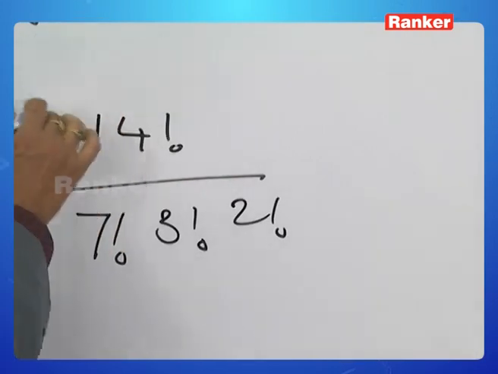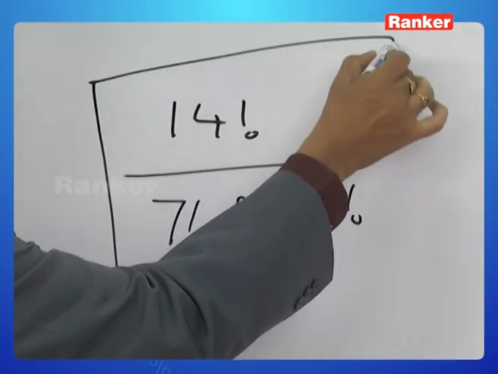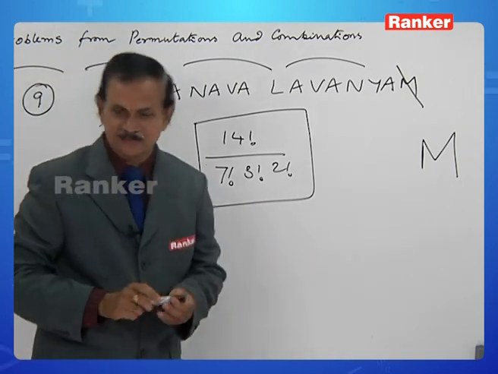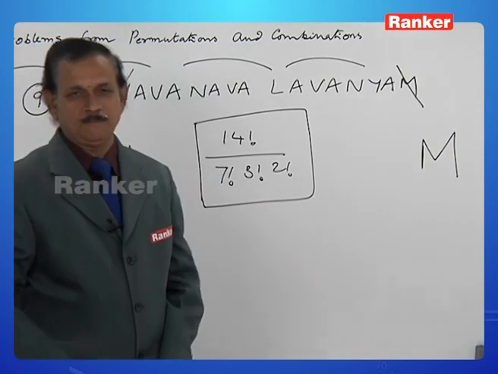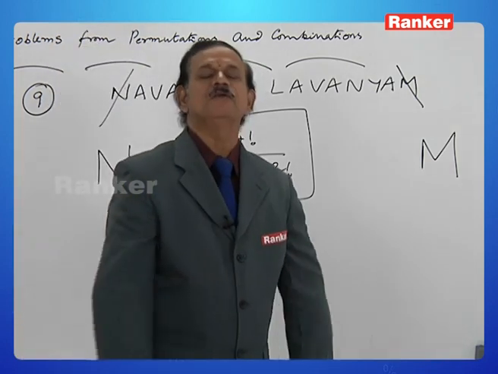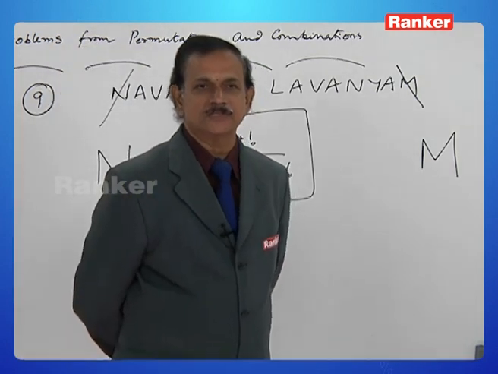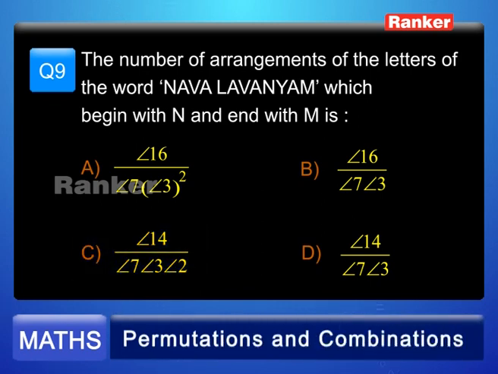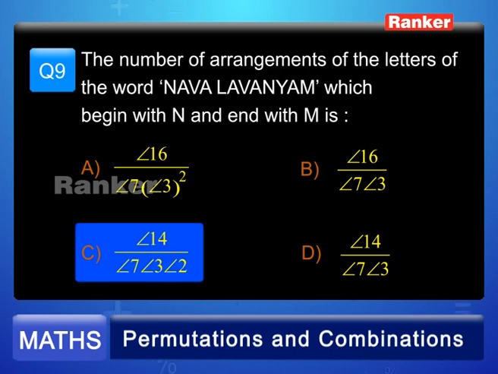Therefore, this becomes the answer, and it is available in the third option, option C. In the given options, that is the answer. That is, 14 factorial by 7 factorial into 3 factorial into 2 factorial is the correct option and answer.